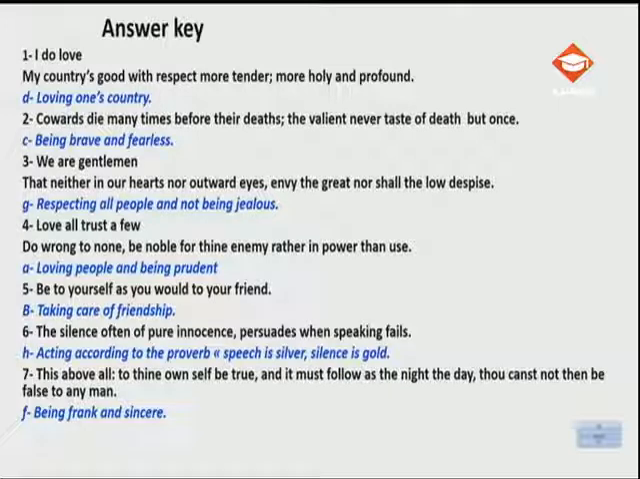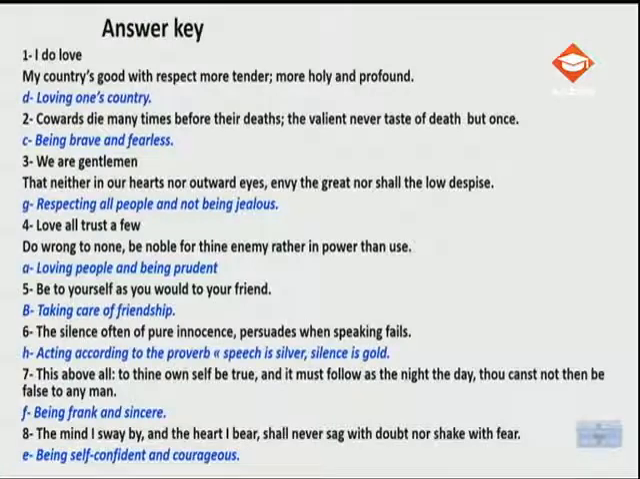You managed to find clues and grasp that, which enabled us to understand this perfectly. Thanks to you, sir. So I can only applaud your performance. Eight, the mind I sway by and the heart I bear shall never sag with doubt nor shake with fear. That's being self-confident and courageous. So zero mistakes. When you heard the word zero, you panicked, but I said zero mistakes, so well done.